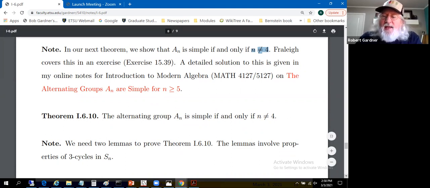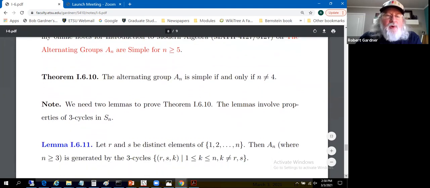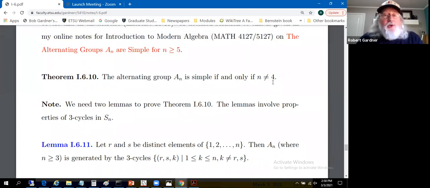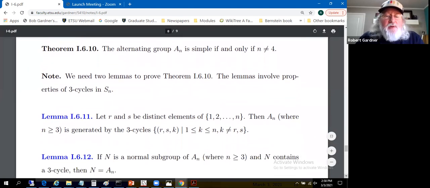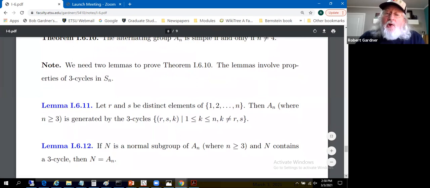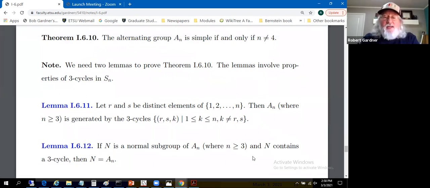So we will state as theorem 1.6.10, the alternating group A sub n is simple if and only if n is not equal to 4. To prove this, we need a couple of lemmas. So we'll state 2 lemmas. Both of them concern 3 cycles. So 3 cycles are going to play a big role in the 2 lemmas and in the proof of theorem 6.10. And this is not so hard to follow.